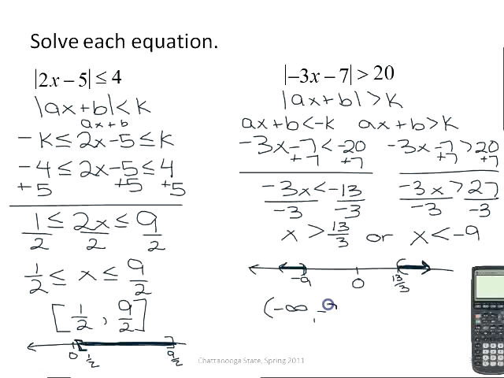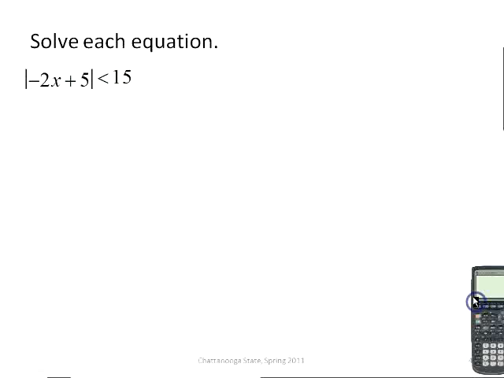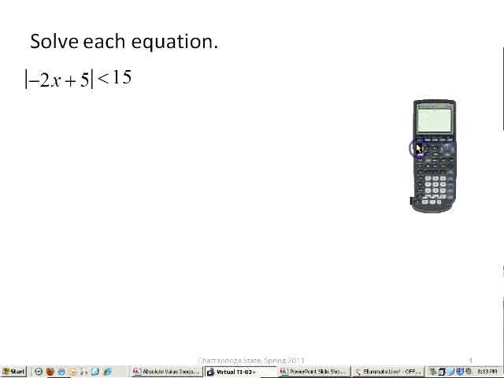So here I have the two separate regions. So you have to have an OR statement in there, or an interval notation. It would be negative infinity to negative 9, union 13/3 to positive infinity.